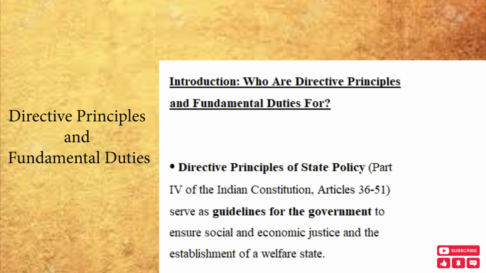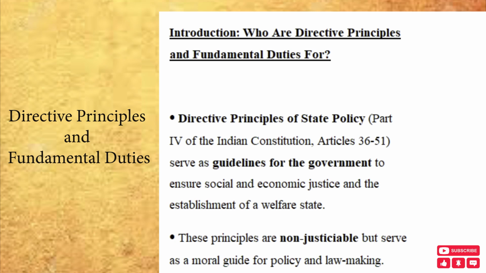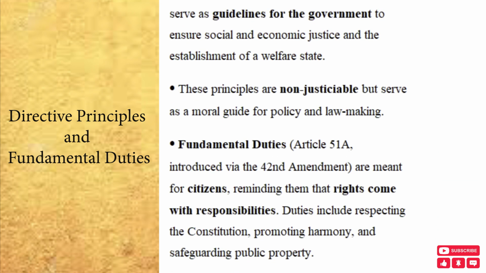1. Directive Principles of State Policy. Directive Principles, enshrined in Part 4 of the Constitution, Articles 36 to 51, are guidelines for the government. These principles aim to create a welfare state by guiding policy and lawmaking in the right direction. While they are non-justiciable, meaning they cannot be legally enforced by courts, their purpose is to promote social and economic justice. In simple terms, they are meant for the government and lawmakers to help them create policies that benefit the people and reduce inequalities.